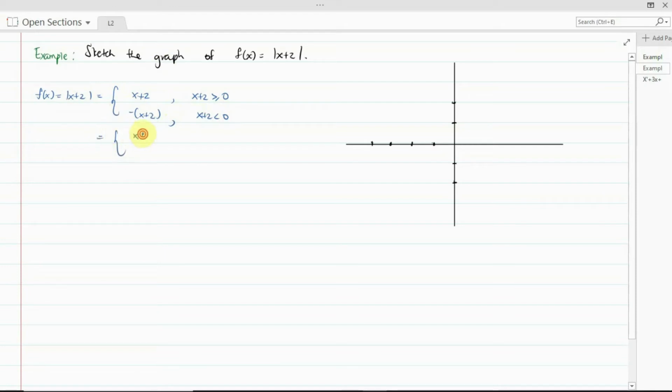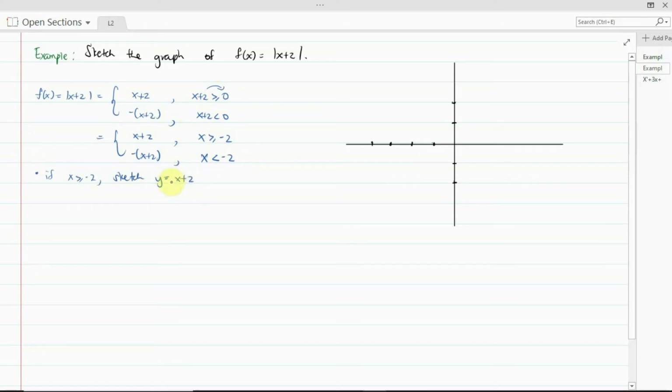So, it's x plus 2 or negative of x plus 2. Simplify natin to, isolate natin si x. So, i-move natin si 2 sa kabila. What we'll have is x greater than or equal to negative 2 and x less than negative 2. Okay? So that if x is greater than or equal to negative 2, what do we sketch? We sketch the line y equals x plus 2. And this should not be difficult.